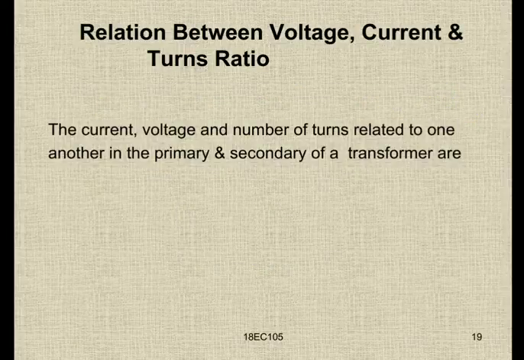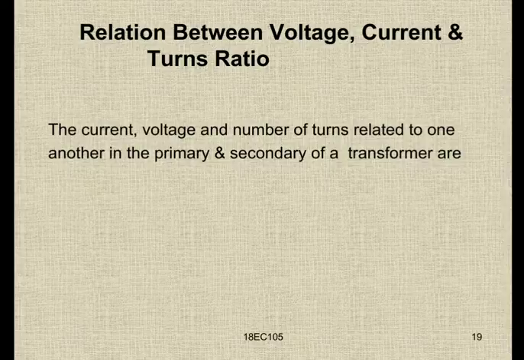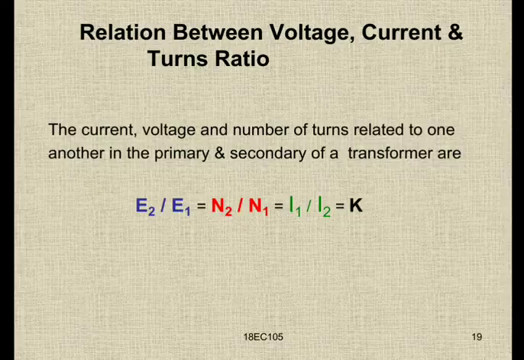Again, the current, voltage, and number of turns related to one another in primary and the secondary of a transformer are like this. So we also bring the factor N, that is number of turns of the primary as well as the secondary, into the picture. Then you have the relation like this.